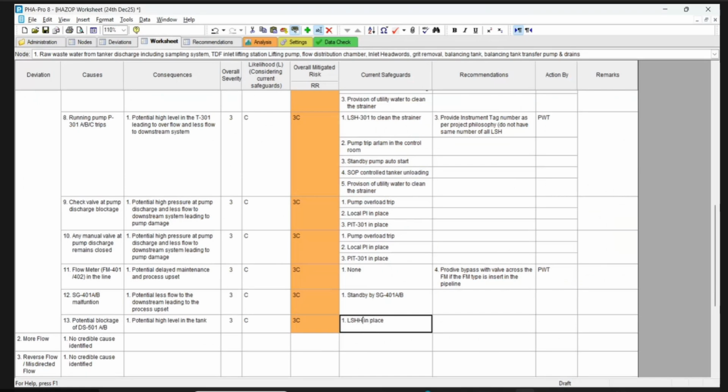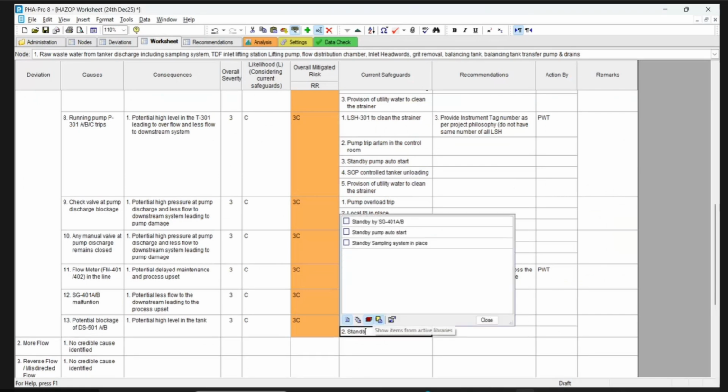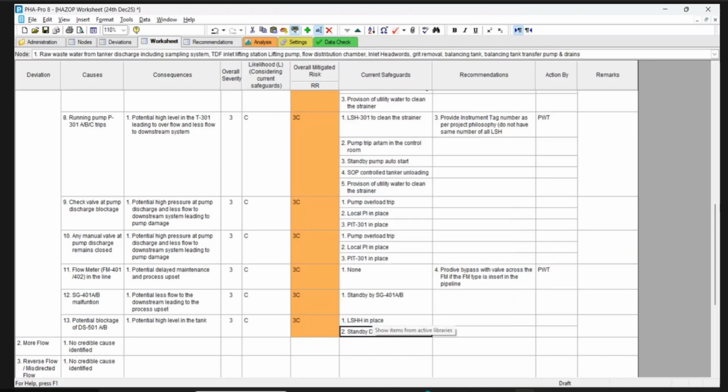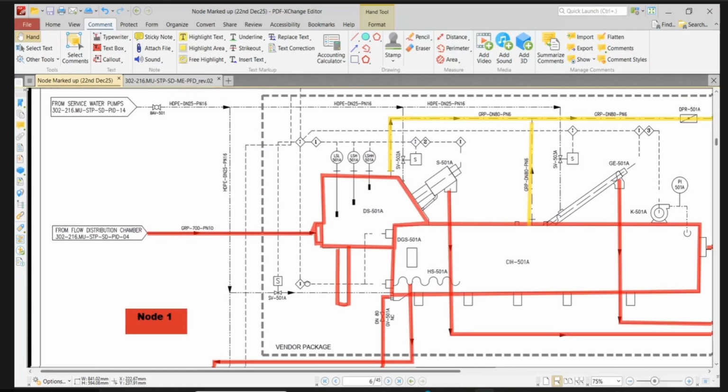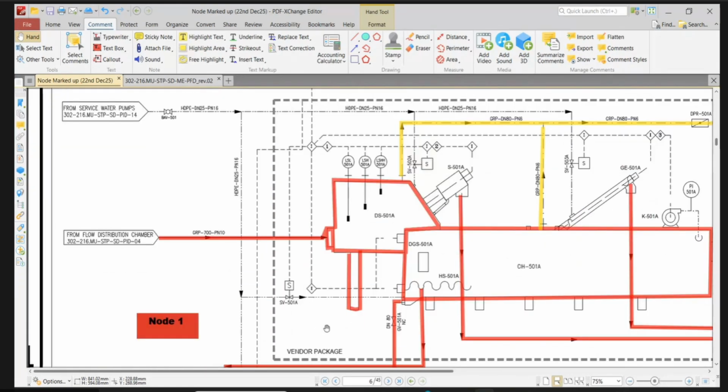Yeah, standby. Then this will shut down and the standby will start. Standby system. Cleaning and everything will happen. 501. Provision for cleaning is provided. But there is provision of cleaning. Yeah, it is there.